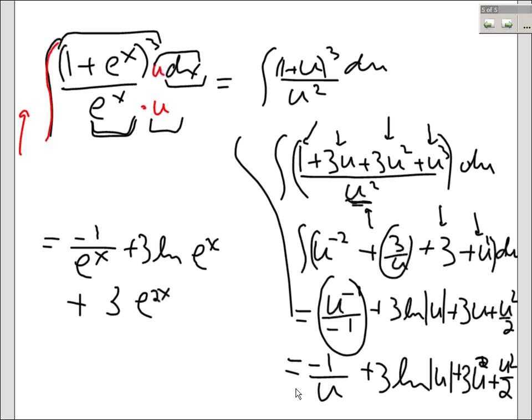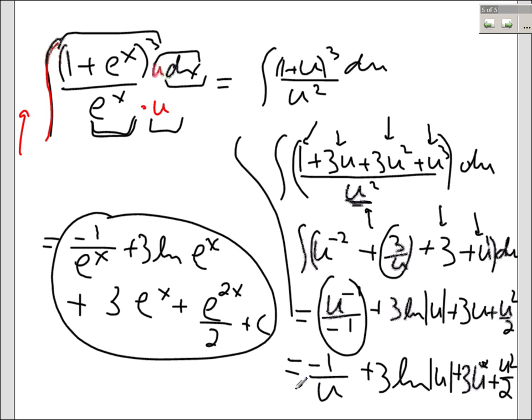Except that's not a square here. You just get times e to the u squared, which is e to the 2x over 2 plus c. There's the answer. Take the derivative of it and you will get 1 plus e to the x over e to the x.